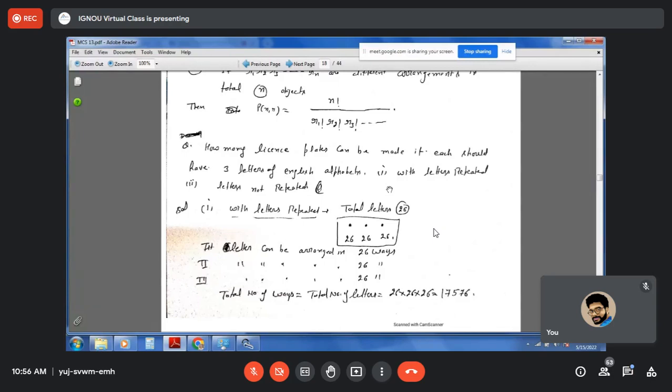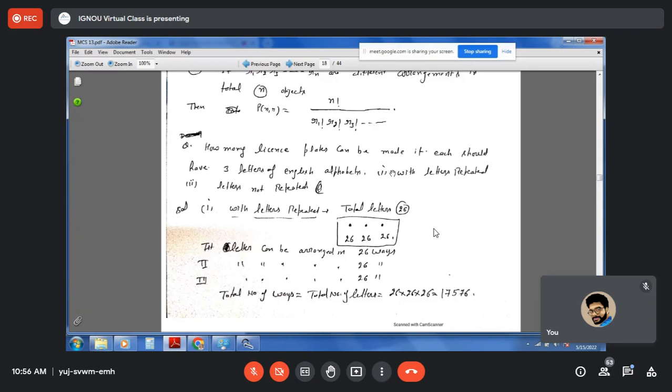So we have to make a license plate. You see the number plate of the bikes or the number plate of the cars. Here in the number plate, he says there should be only 3 English alphabets. Say X, Y, Z, say X, A, T. Any 3 English alphabets. But you see, sometimes letters are repeated.